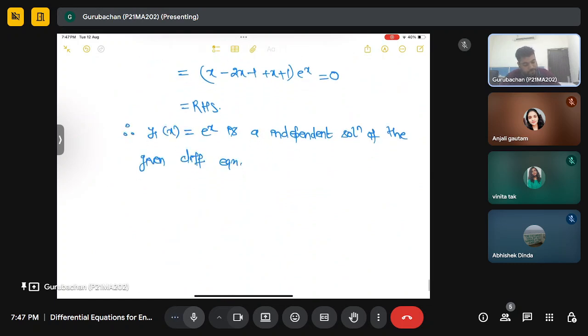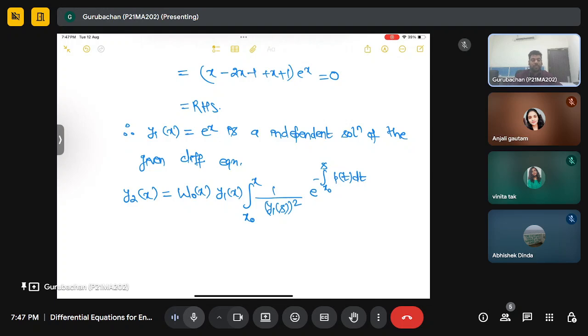So next, we need to guess y2. Again I am writing the formula of y2. This was w naught x, y1(x), integration from x naught to x, 1 by y1(s) whole square, e to the power minus integral from x naught to s of p(t) dt.